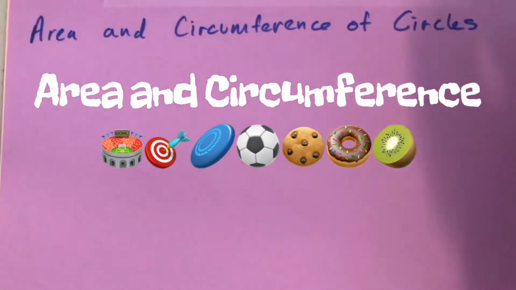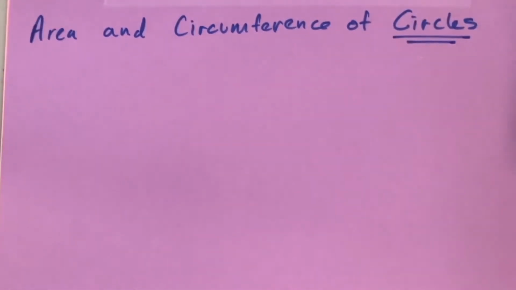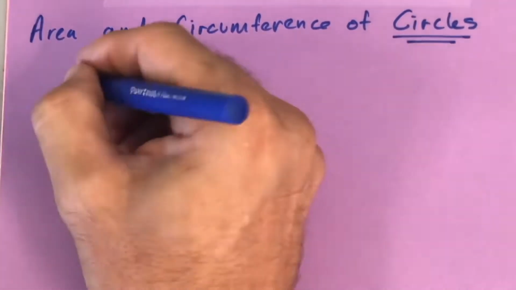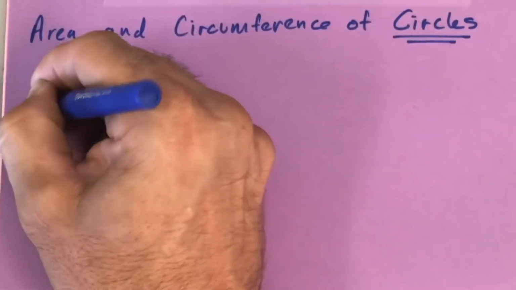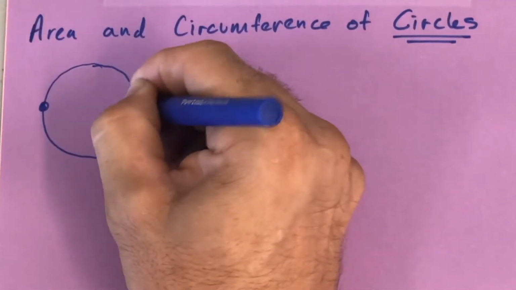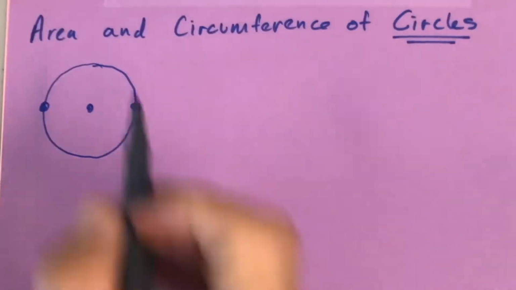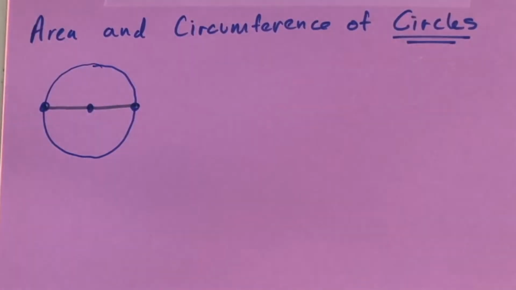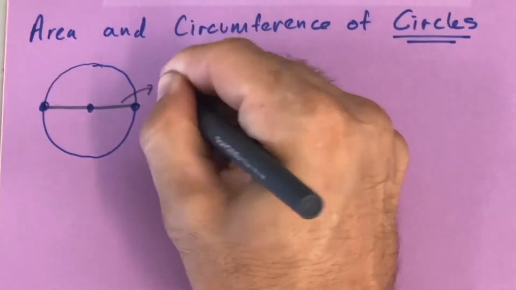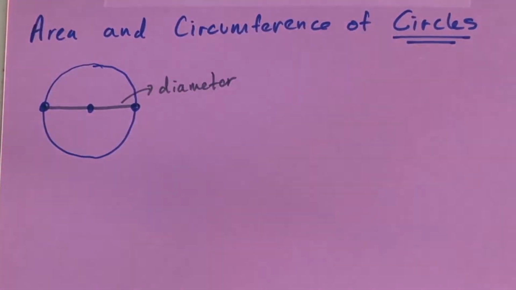Okay, welcome. Today we're talking about area and circumference and reviewing a few things about circles. One of the key pieces when working with circles is your understanding of a diameter, which goes through the center of the circle from one edge to another, right? And that's your diameter here. So basically it goes from one side of the circle to the other through the center.